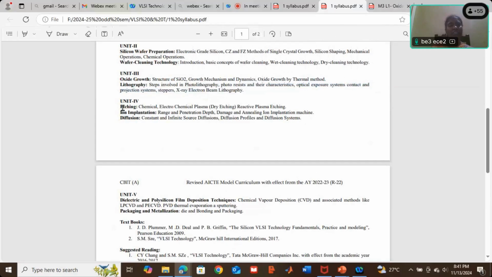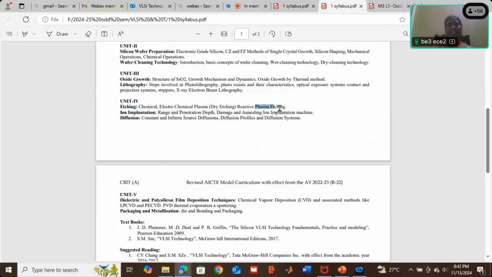4th unit, etching. Difference between dry etching and wet etching. Okay, difference between dry etching, wet etching. Then dry chemical etching is there. Okay, physical etching and dry chemical etching. Okay, wet physical, dry chemical. Those classifications are there in the PPT. You just go through it.